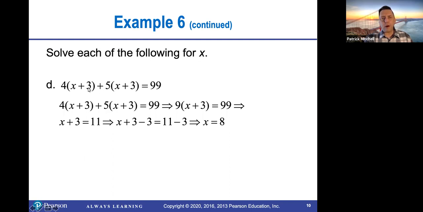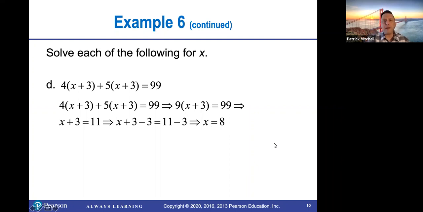Think of this as 4 apples plus 5 apples just gives you 9 apples, all right? 9 times x plus 3 equals 99. And because 99 is divisible by 9, we might as well divide both sides by 9. That gives us x plus 3 equals 11. And now if we subtract 3 from both sides, we end up with x equals 8.